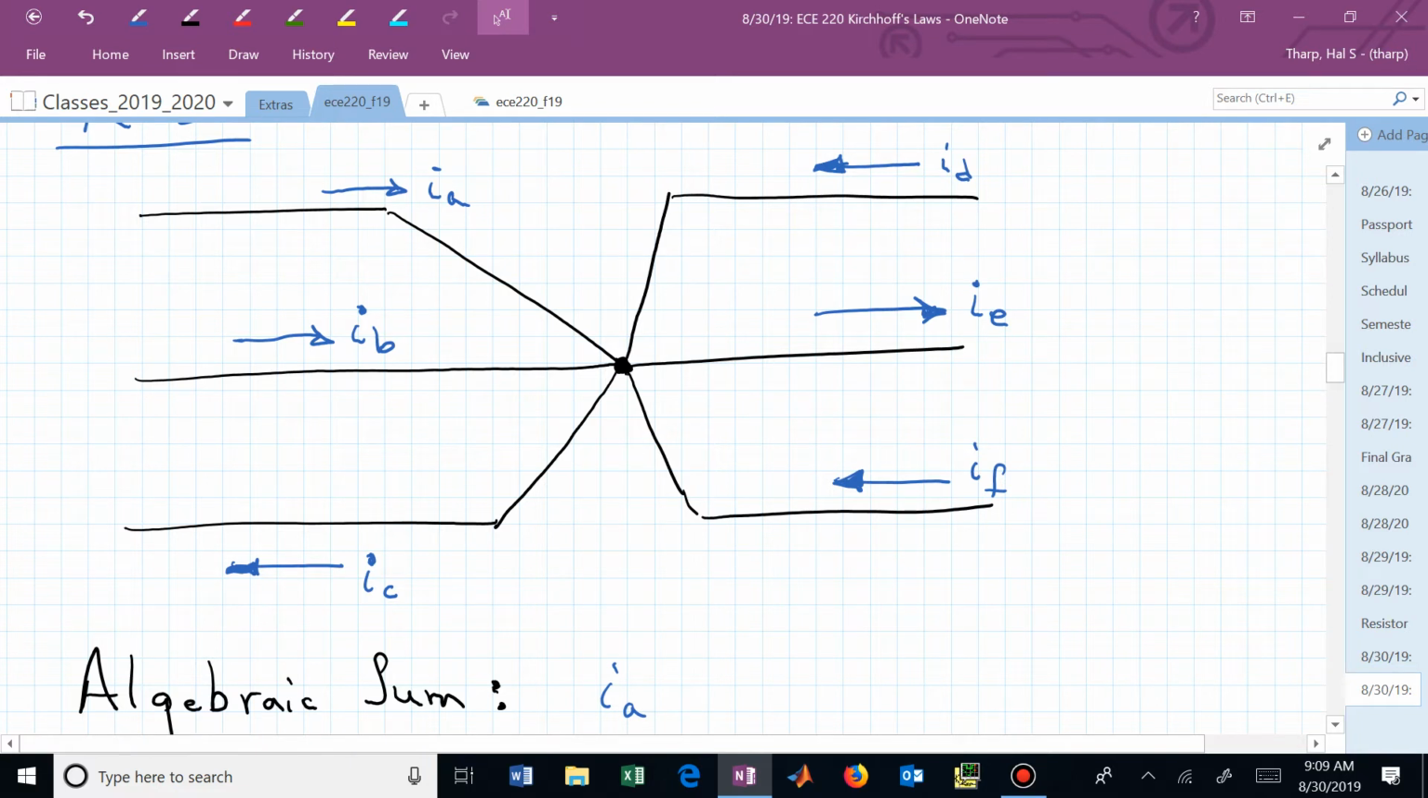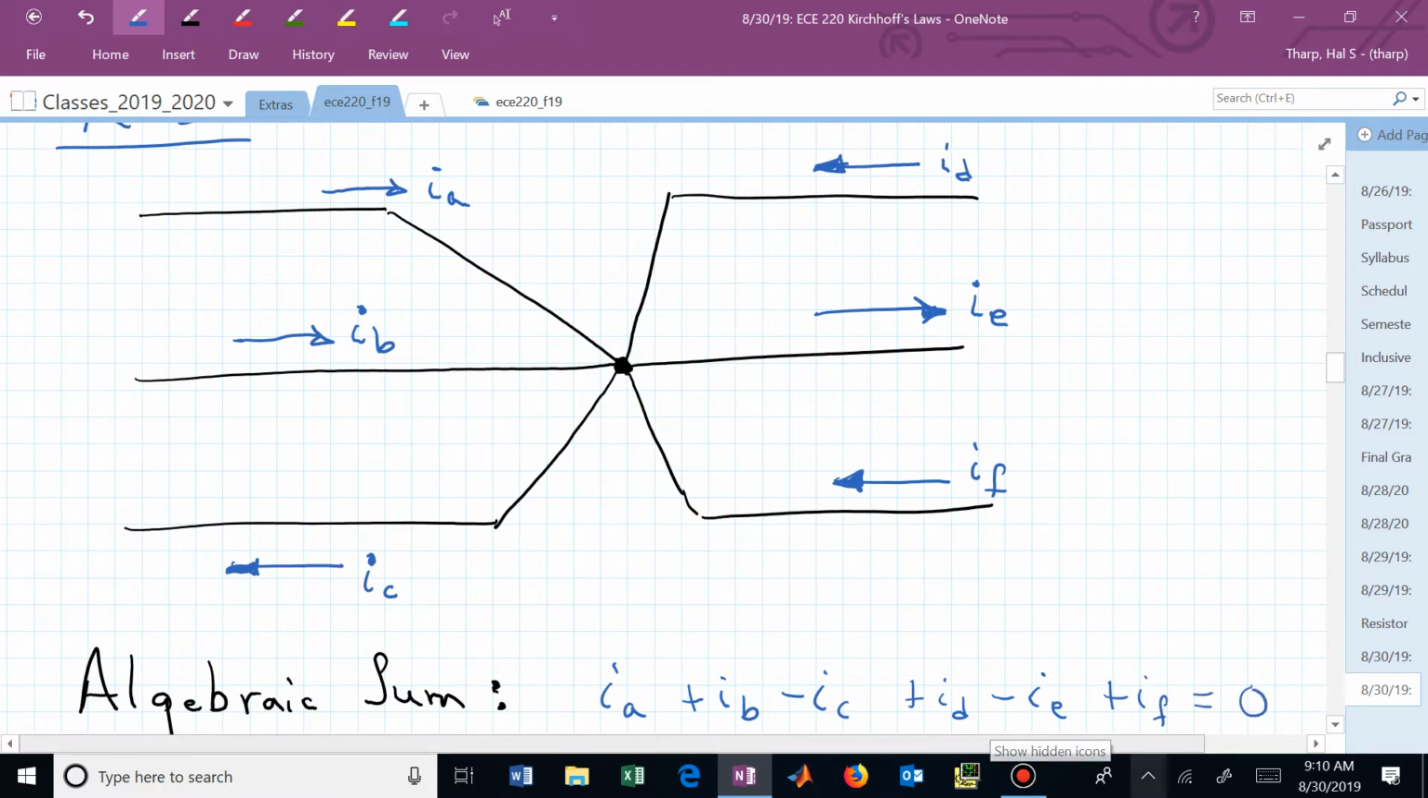I sub A, plus, that's entering. What about I sub B? Same. That's now a plus I sub B. I sub C. That's not entering, it's exiting, so that has to have a different algebraic sign. That's now minus I sub C. I sub D, plus. I sub E, minus, and I sub F, plus.